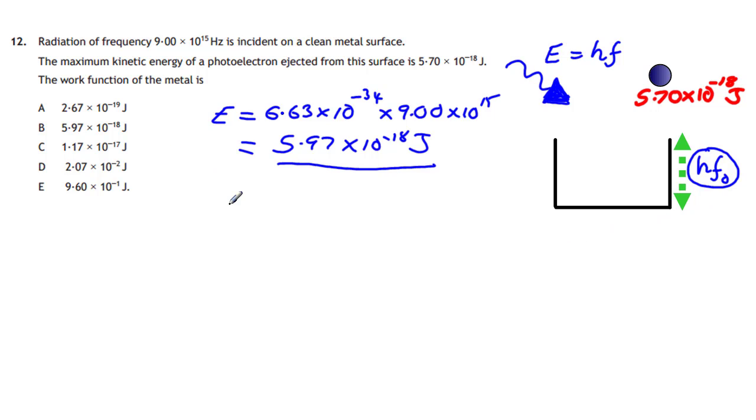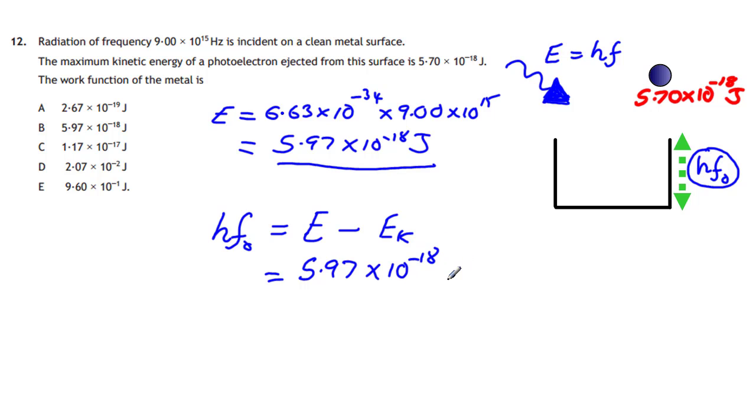So to find the work function is quite a simple little equation. The work function hf naught is equal to the energy which the photon came in with, and you subtract its maximum kinetic energy, which we'll call EK. It's a bit like being an accountant. So the energy of the photon that came in, we worked out, was 5.97 times 10 to the minus 18, and we take away the kinetic energy that it had, 5.70 times 10 to the power minus 18. And they're all joules, remember.